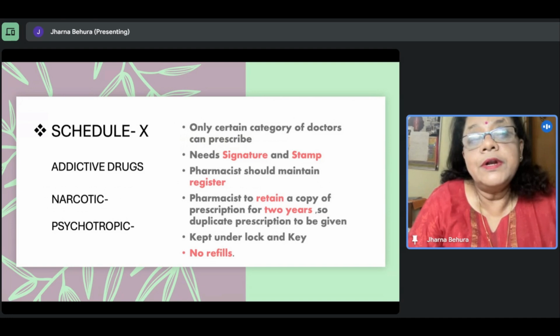Schedule X. They are addictive drugs, more of narcotic and psychotropic. Only certain categories of doctors can prescribe. It needs signature and stamp. Pharmacists should maintain a register. Pharmacists should retain a copy of the prescription for 2 years, so a duplicate prescription has to be given. It is kept under lock and key, and there are no refills.